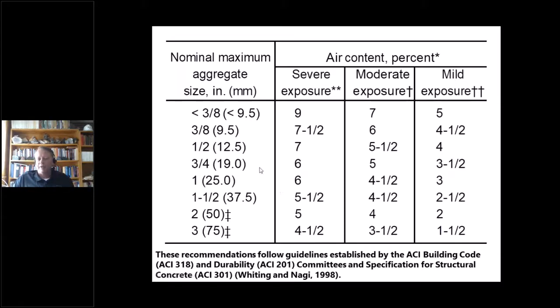So, for example, if you have a nominal aggregate size that is less than 3/8 inch, they're recommending concrete have maybe up to 9% air in it in severe exposure conditions, versus mild exposure conditions, maybe 5% air for the same concrete. So again, it depends on the climate. That's huge.